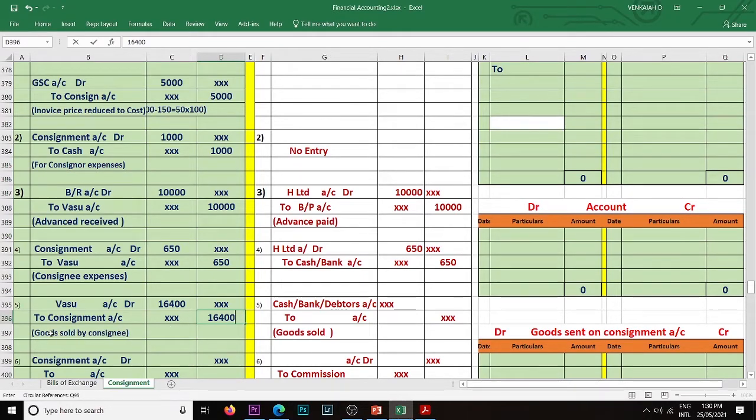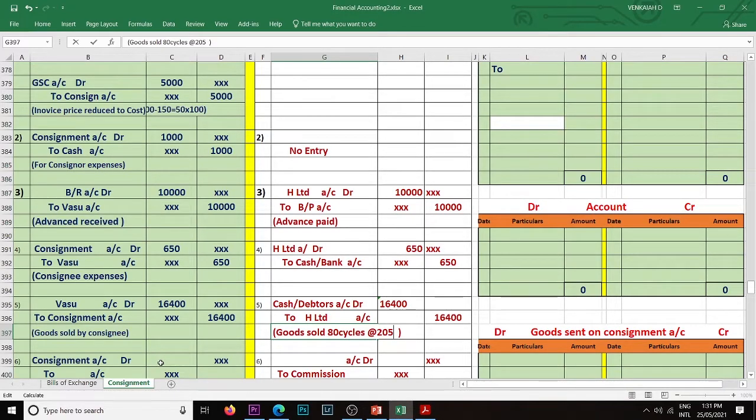80 bicycles sold by the consignee. Here, bank, debtors, cash or debtors account debit to H Limited account, since some of the items are sold on credit. The amount is 16,400. So 80 cycles at the rate of 205.